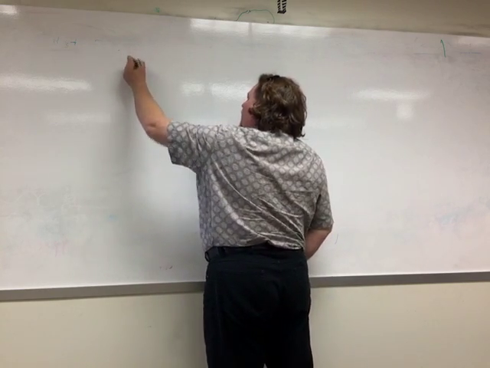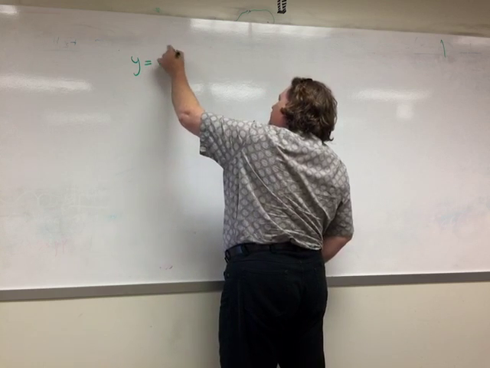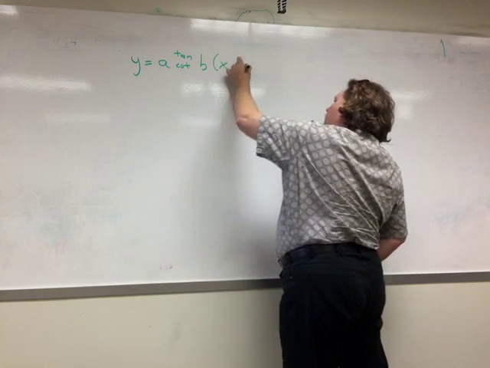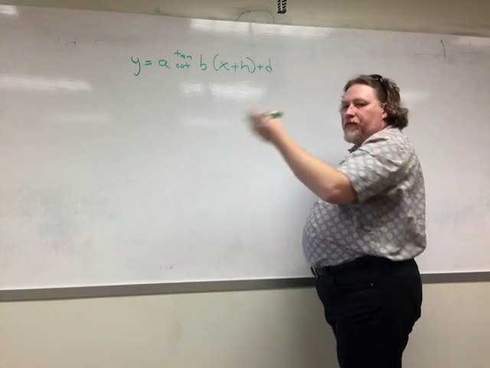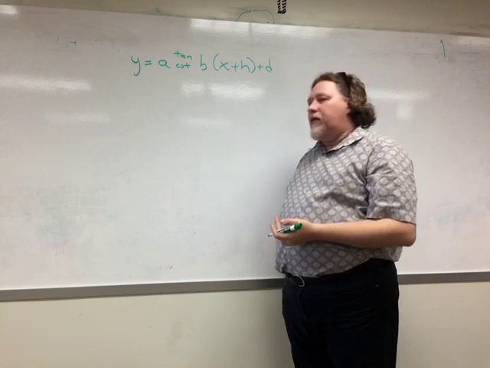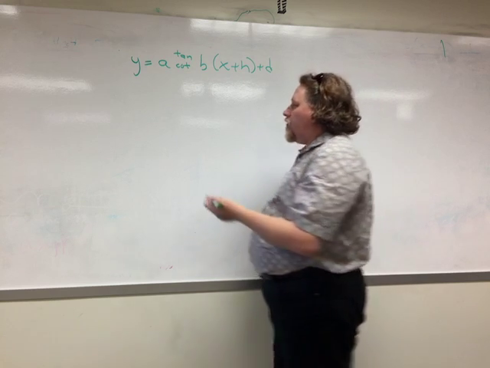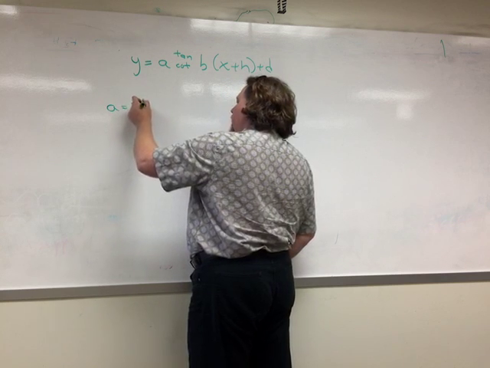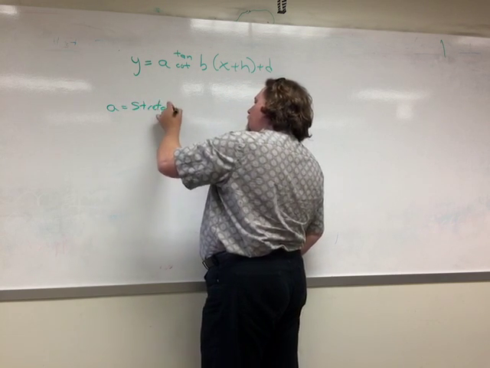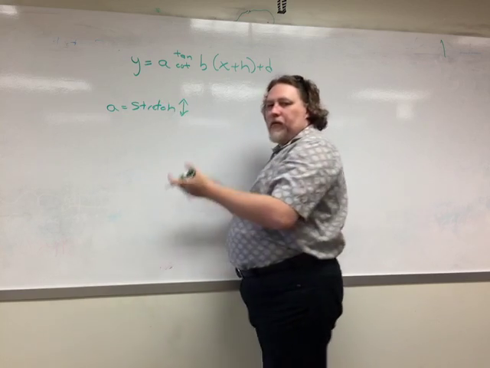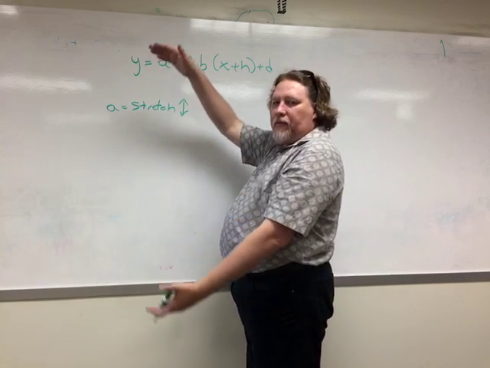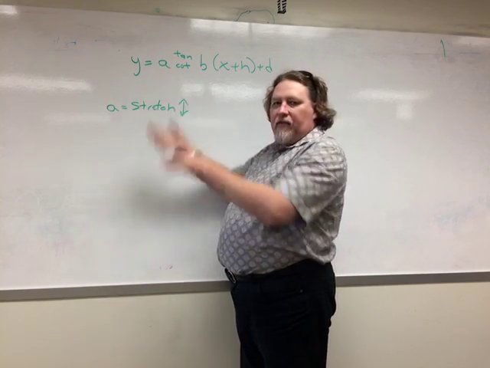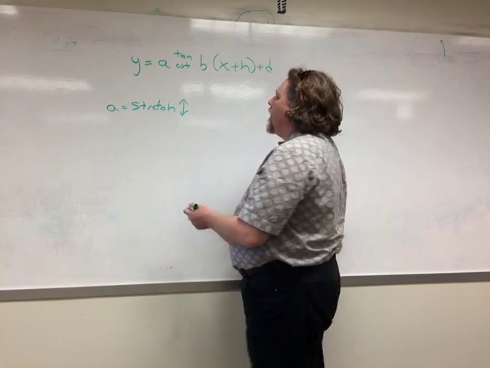We're going to have y equals a times either tangent or cotangent, b times x plus h plus d. Going to look very similar to the formulas we've been doing, but a few things are going to change. A is still going to be the stretch up and down. So in other words, the vertical stretch. If A is a big number, our graph is stretched tall. If A is a small number, our graph is squished down.